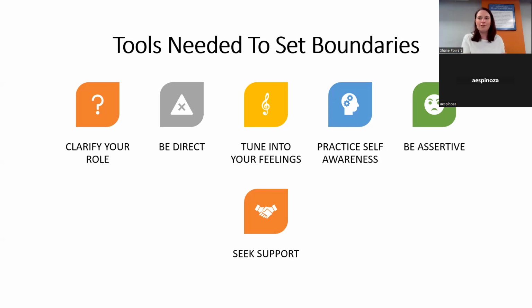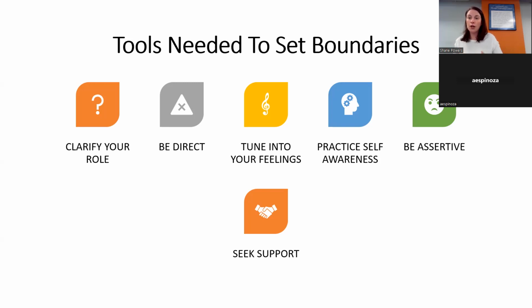Practice self-awareness. This goes right into tuning into your own feelings. Are you reflecting anything onto the older adult in regards to your own values and morals and judgments? We also want to be assertive. We don't want to be aggressive, but being assertive and being direct. If we are wishy-washy or kind of beating around the bush about a boundary that we're trying to set, that's going to get confusing.